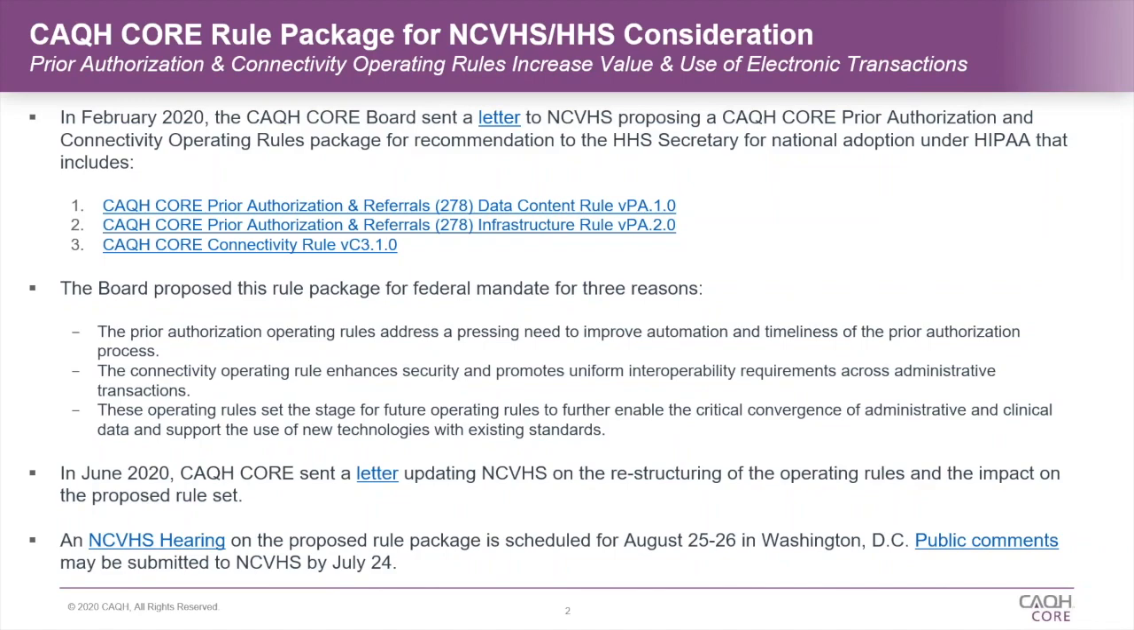The CAQH Core Board proposed that this connectivity rule apply not only to the prior authorization transaction, but also to the eligibility, claim status, and electronic remittance advice transactions. Currently, outdated versions of the connectivity rules are federally mandated for those 3 additional transactions. By applying version C3 across these 4 transactions, we would have consistent connectivity requirements across the industry for these HIPAA administrative transactions.